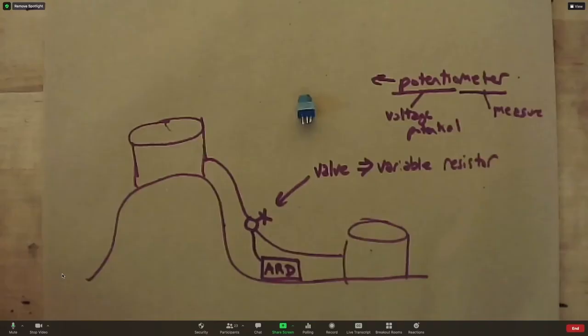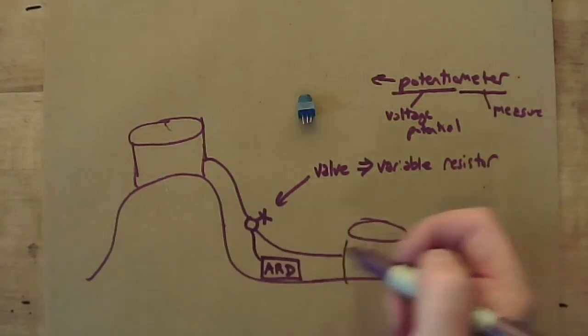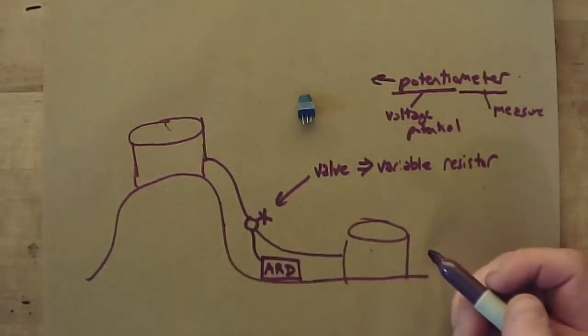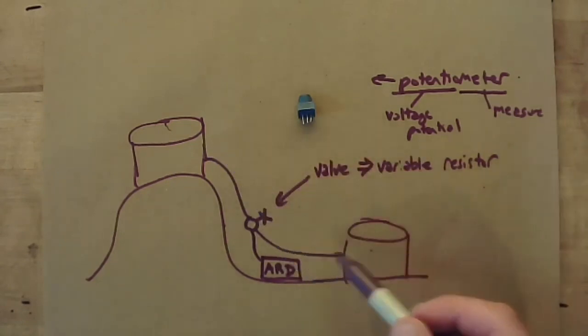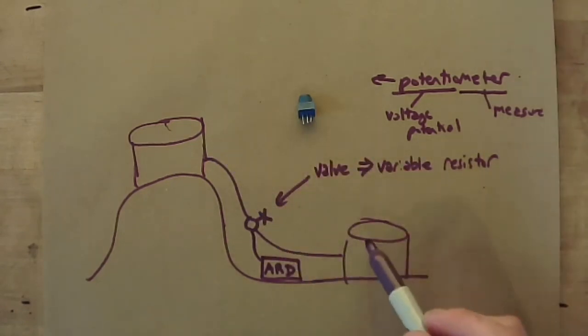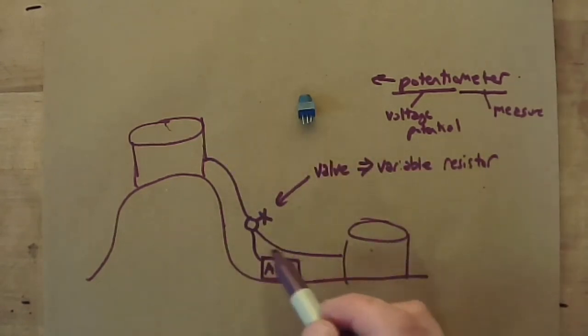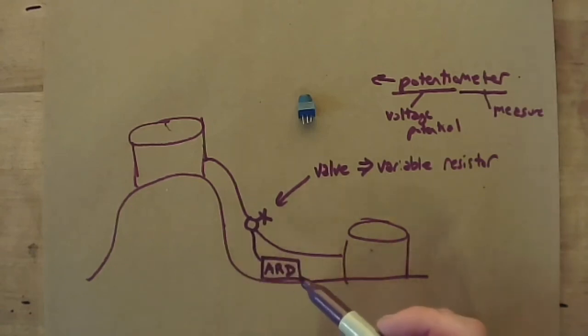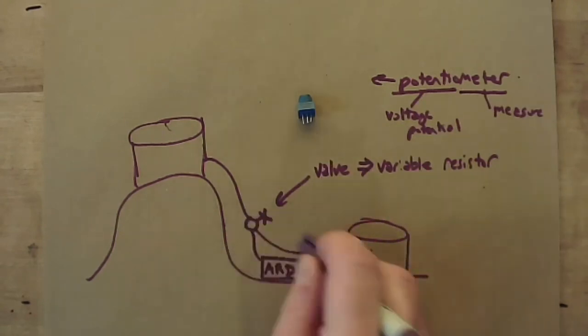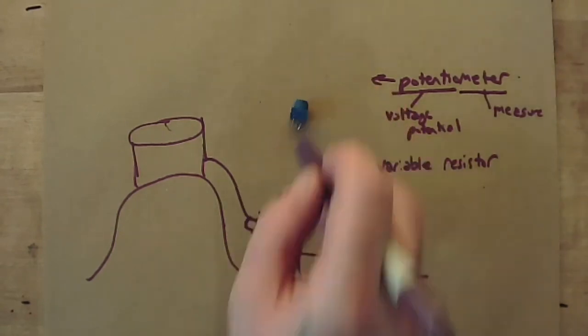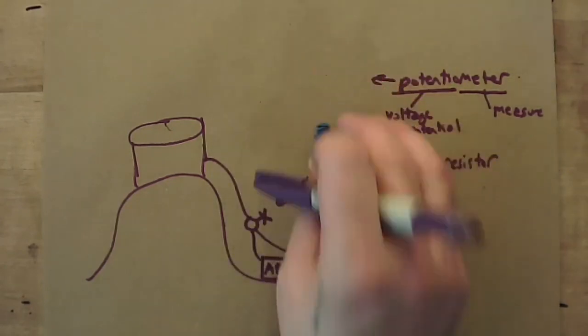But what we're doing here is we are diverting some of that flow, right? So if we have some water flowing down into our tub, that means that there's less water flowing into our Arduino. So this is essentially how knobs are used in electronics.